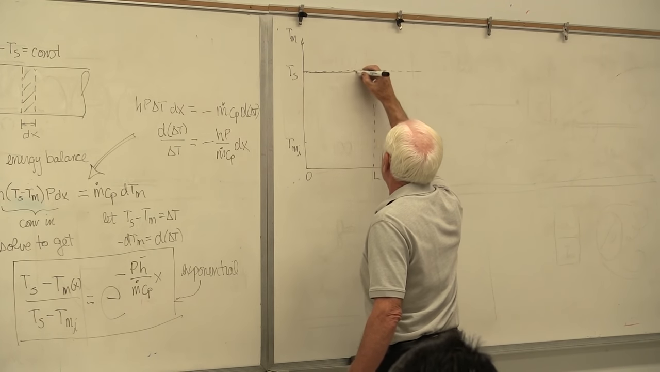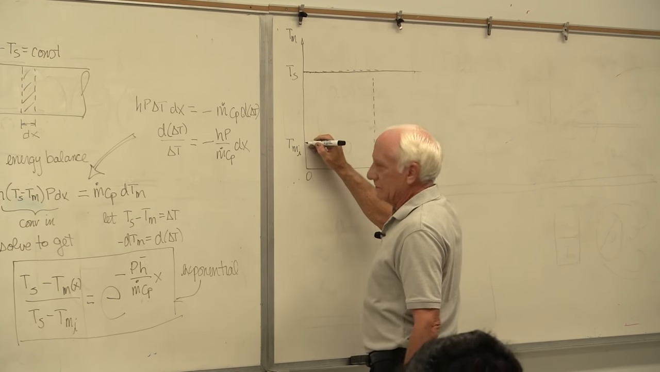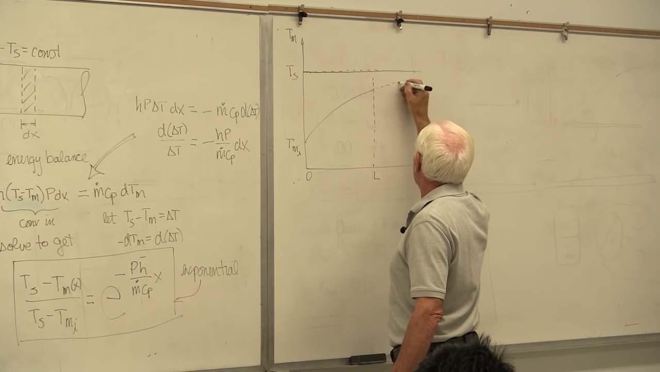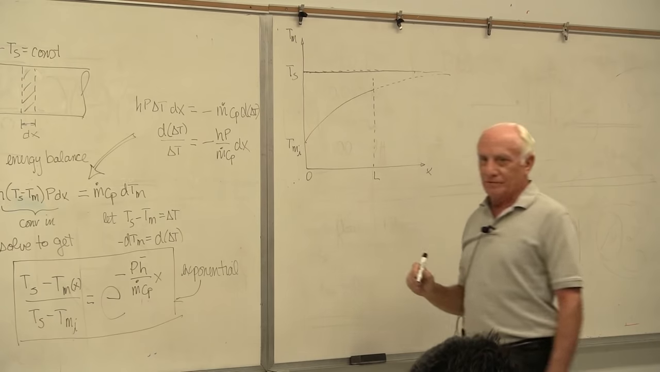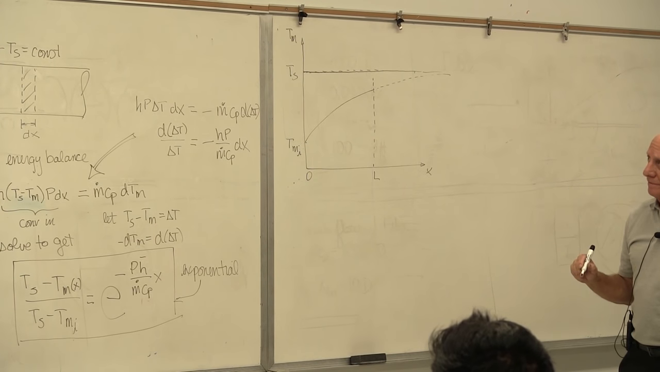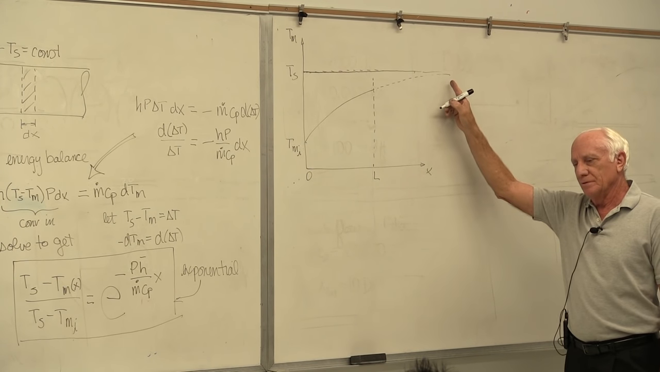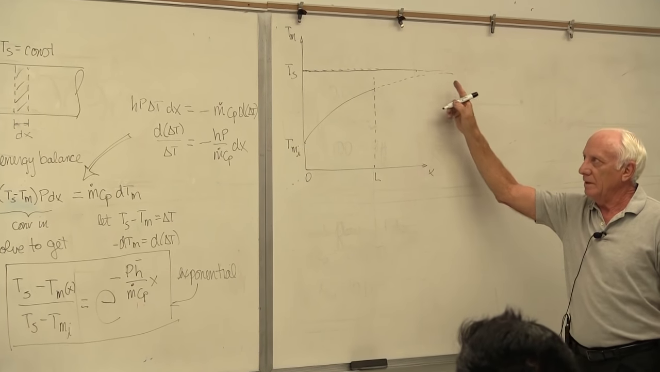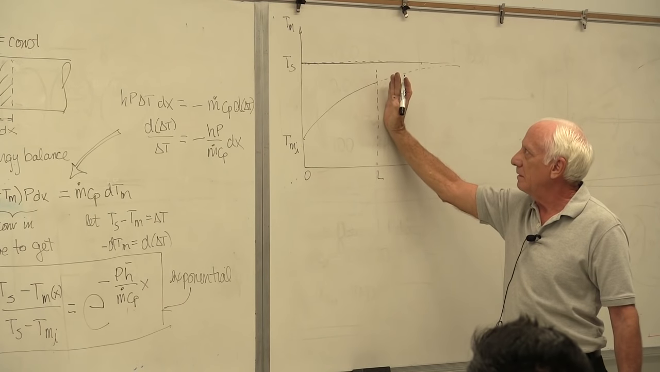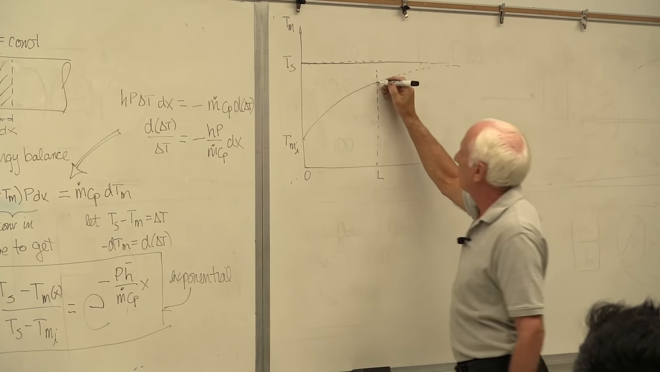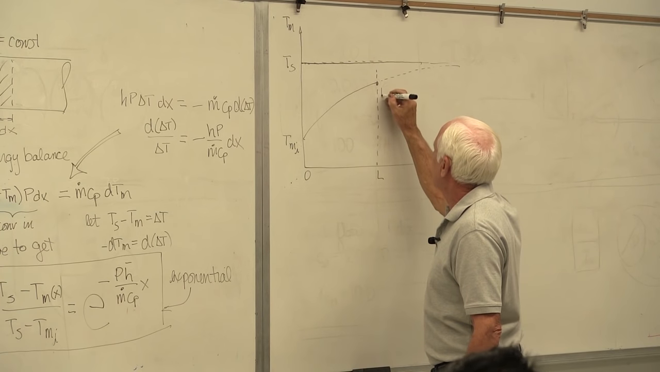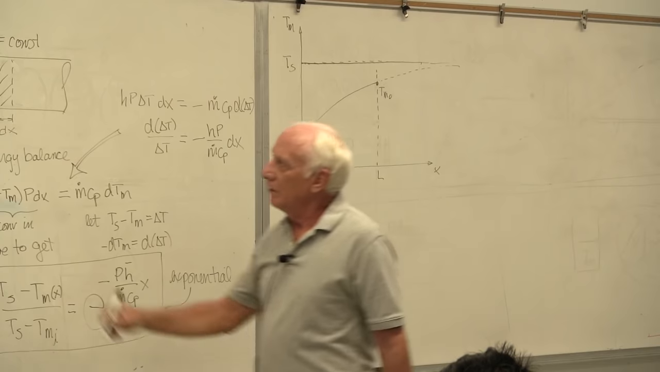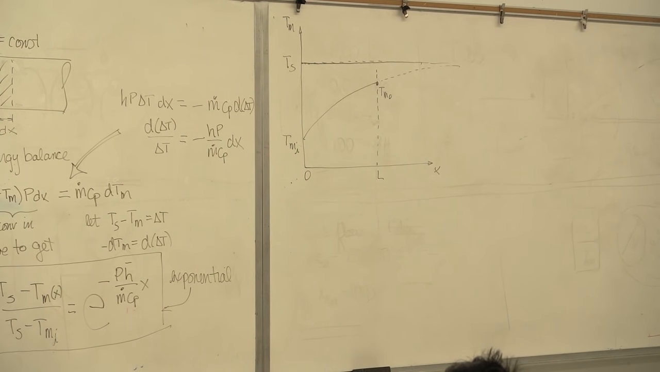Here's the surface temperature of the tube. The stuff that comes in is cold, for instance. It heats up. If the tube's long enough, eventually the fluid in the tube will get to the same temperature as the tube surface. If it's not that long, stop right here. It comes out at that temperature. That's T mean out. Over here, here's T mean out.